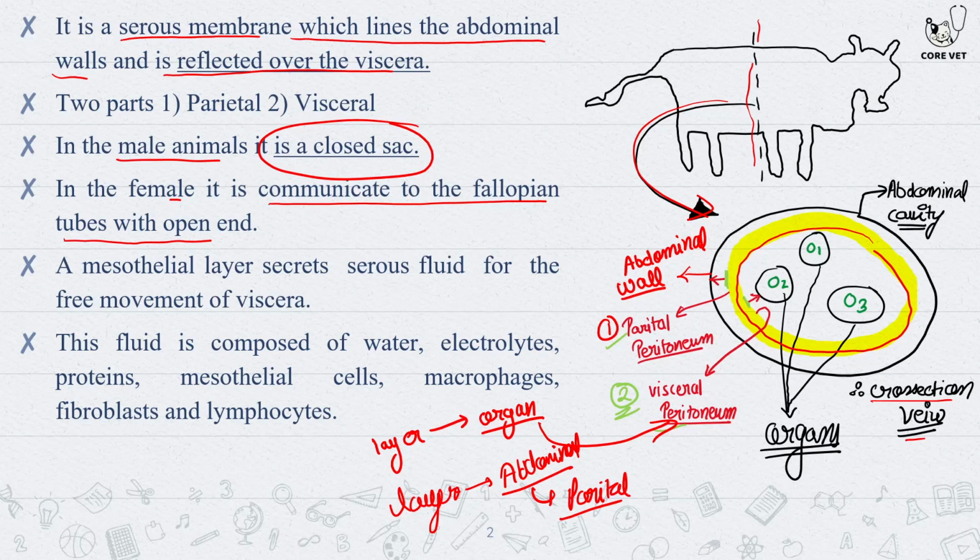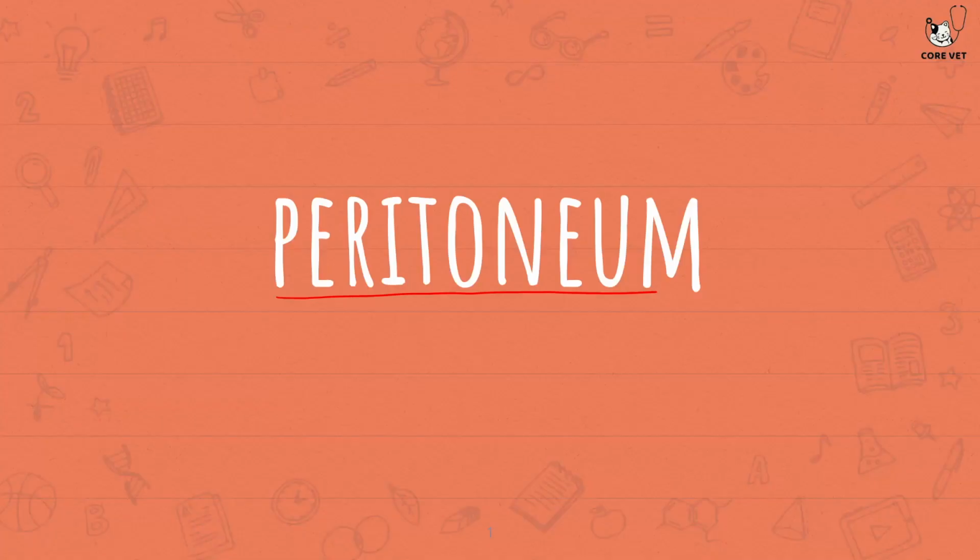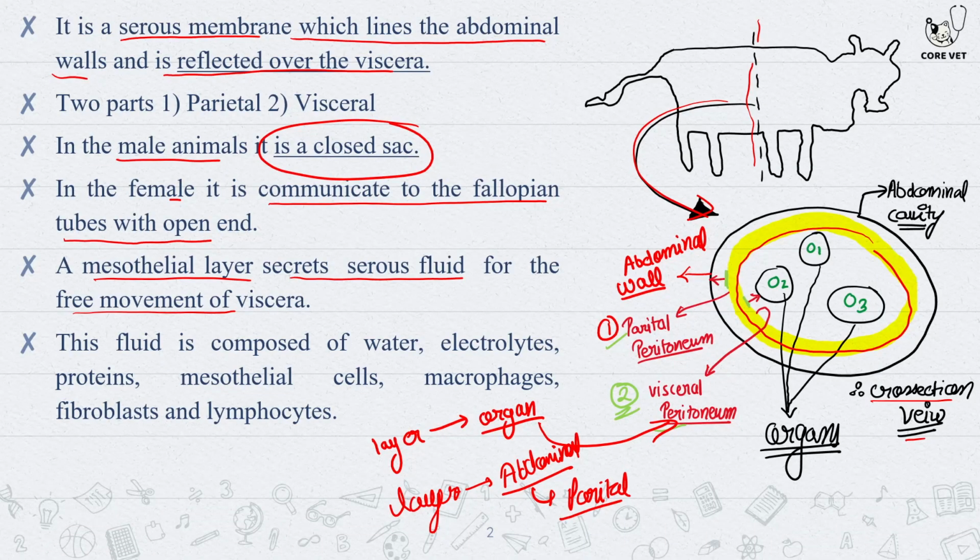Now, there is a mesothelial layer. What does it do? It secretes some serous fluid for the free movement of the viscera. We all know the viscera are not tightly enclosed in the abdominal cavity. They can move slightly here and there in the abdominal cavity. I'm not saying that they are completely immobile, but they can move slightly in the abdominal cavity. How is this possible? This is possible due to the secretion of the serous fluid by the mesothelial layer.